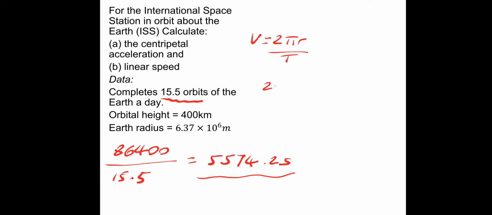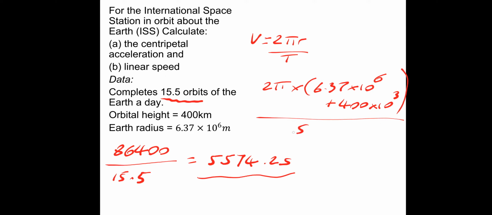So 2 pi r, so 2 pi times the radius. Now the radius is the 6.37 times 10 to the 6 plus the 400 kilometers. So plus 400 times 10 to the 3. And then divide that by the time period of 5574.2. And that will give us the linear velocity, which is 7,631 meters per second. Or 7.63 kilometers per second, however you want to display it.